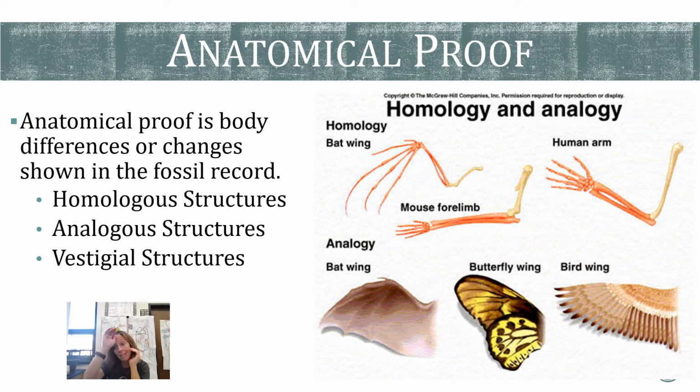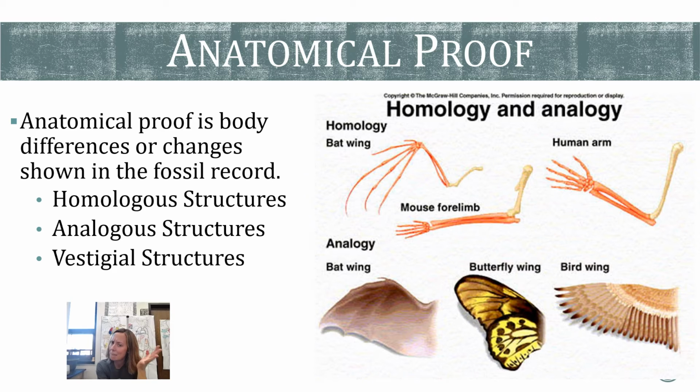Our next proof is anatomical proof. For anatomical proof, what we're doing is looking at fossils, okay? So we're comparing structures that were found in older organisms to those found in current organisms to see if they're related. So this is where we get our fossil evidence from. We look at the fossil record. And we either have organisms that have homologous structures, analogous structures, or we find vestigial structures.